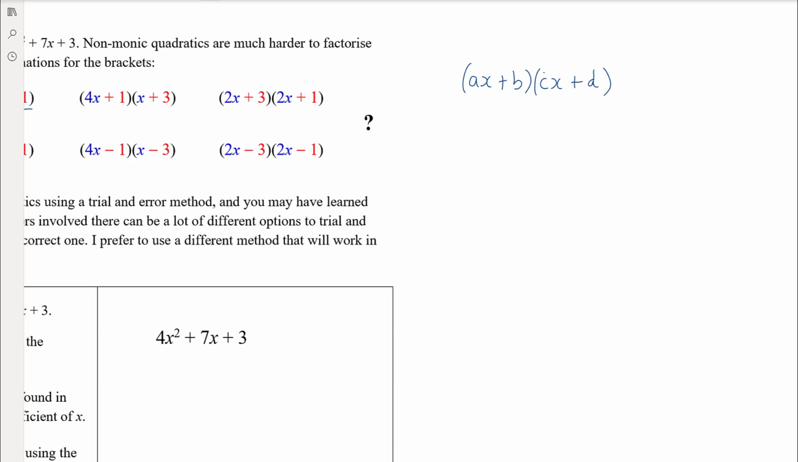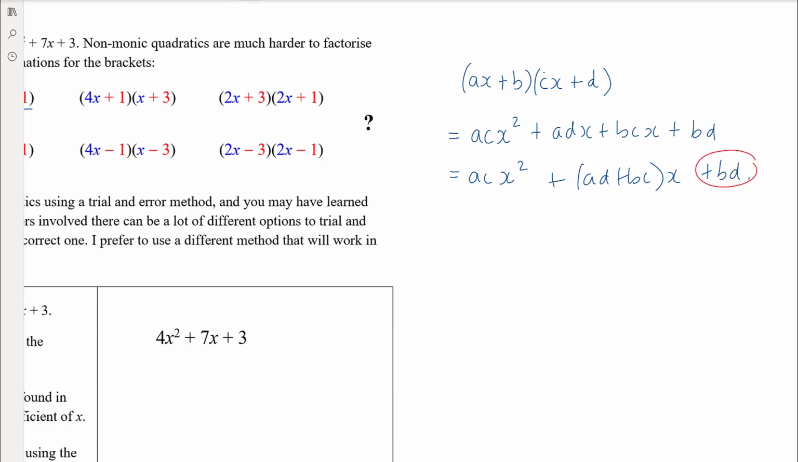non-monic quadratics could expand to something as complicated as this, where you've got 4 different numbers involved. Now, when you expand this out, you're going to get, I'll do it in 2 steps, ACx squared plus ADx plus BCx plus BD. So ACx squared plus (AD plus BC) times x plus BD. As I said before, the two starting terms in the brackets multiplying together give you this.